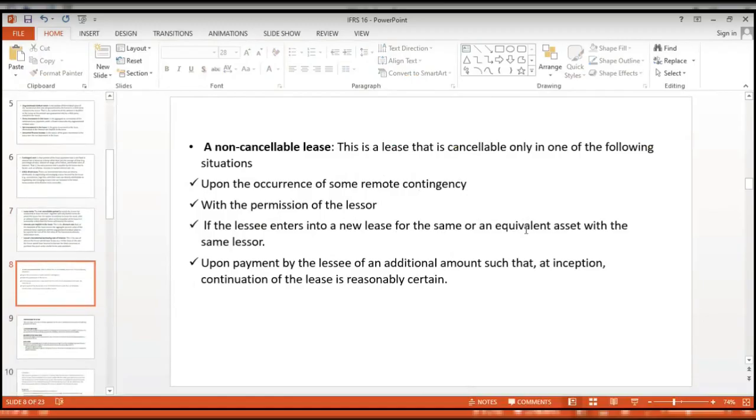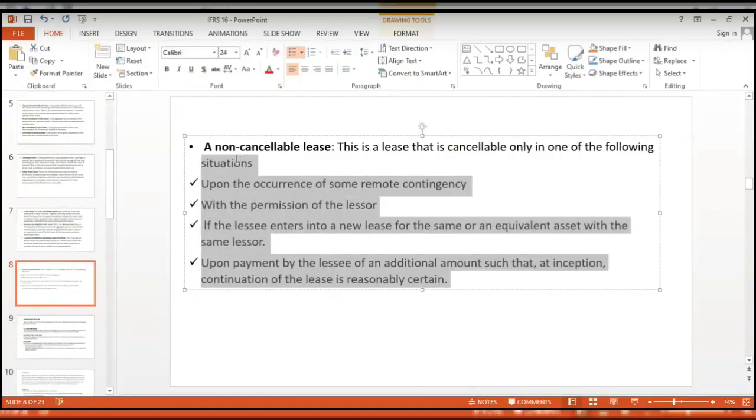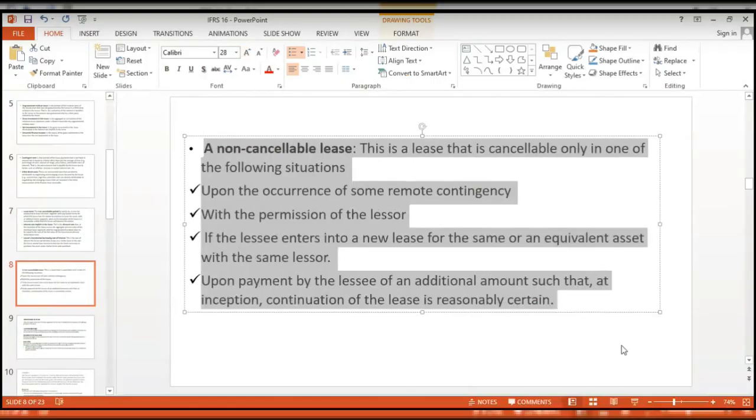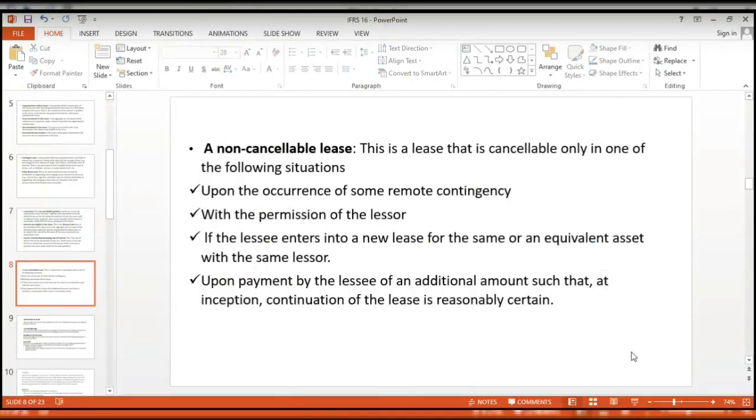So we have the non-cancelable lease. Don't forget the word is popping up here again. This is a lease that is cancelable only in one of the following situations. These are things that can cause a non-cancelable lease to be cancelable: upon the occurrence of some remote contingency. That is, something happens that is not the fault of either the lessee or the lessor. You rent a property, for instance, and there's a natural disaster. That's a contingency, an accident. Nobody planned for it.